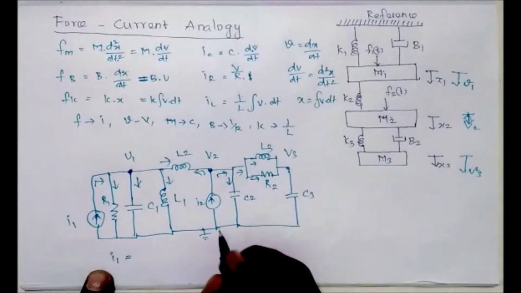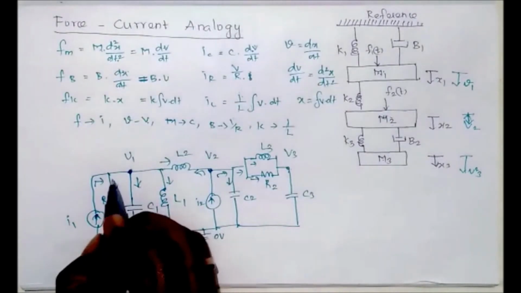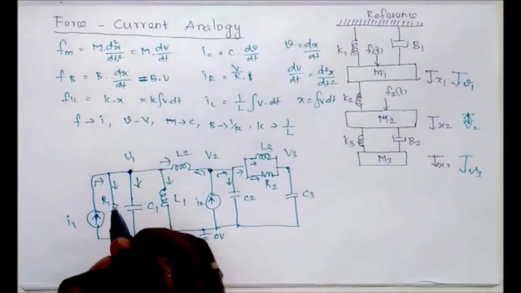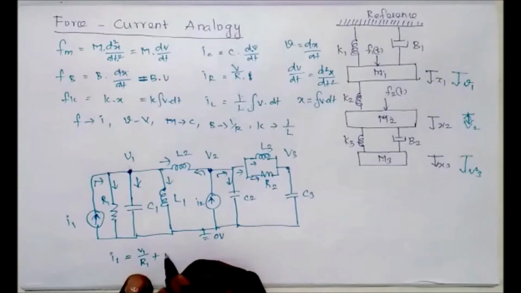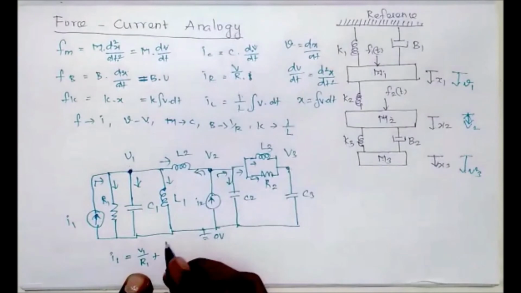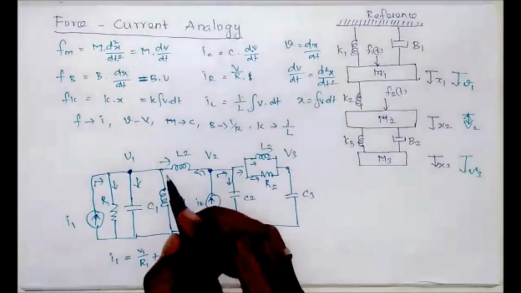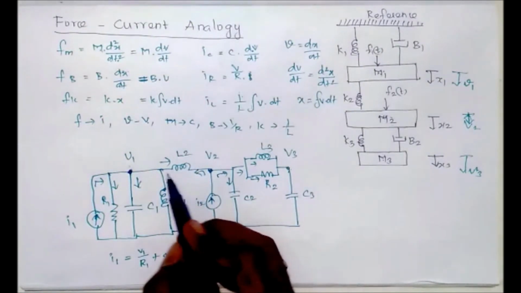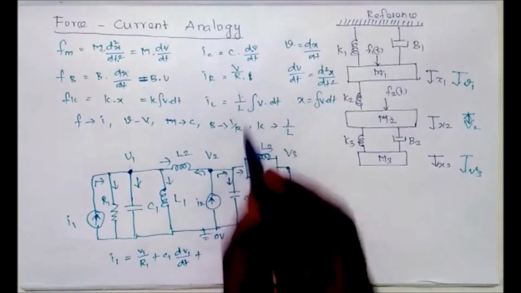Now we can take this as reference node, 0 volt. Therefore current through this resistor equals potential across this resistance, V1 minus 0, therefore V1 divided by R1, plus current through this capacitor, which equals C1 into dV1 divided by dt, because here V1. Plus one more element, L1.